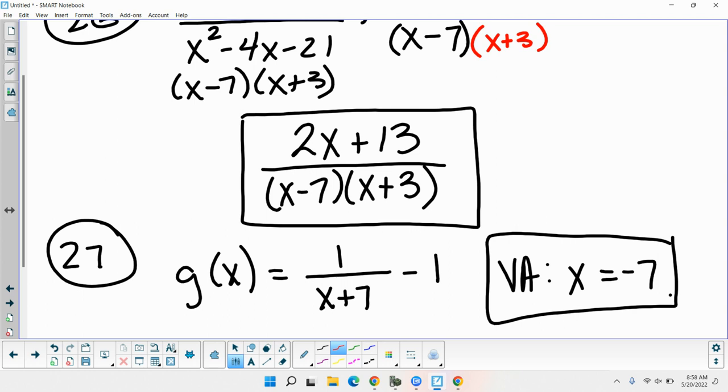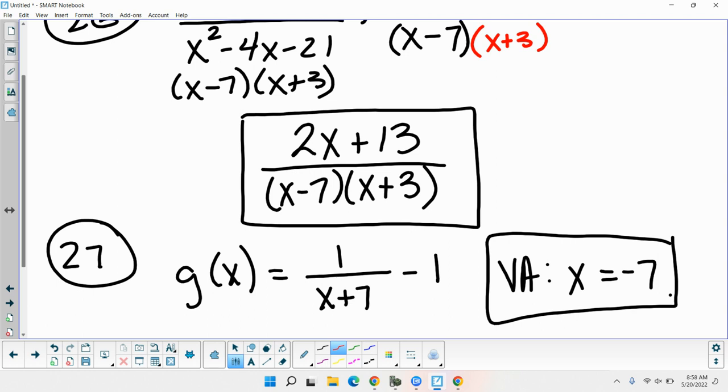Just whatever makes the bottom 0, right? Whatever value of x makes the bottom 0. So that's an easy one. Similar to the first 23.